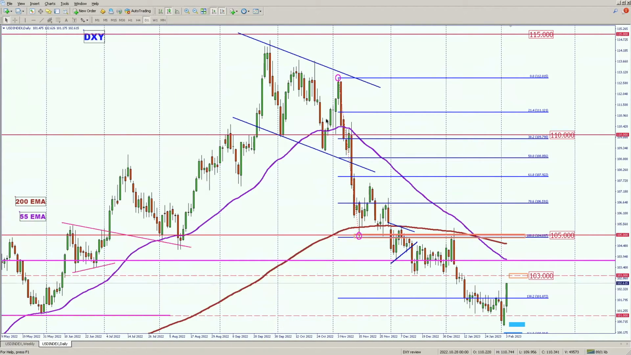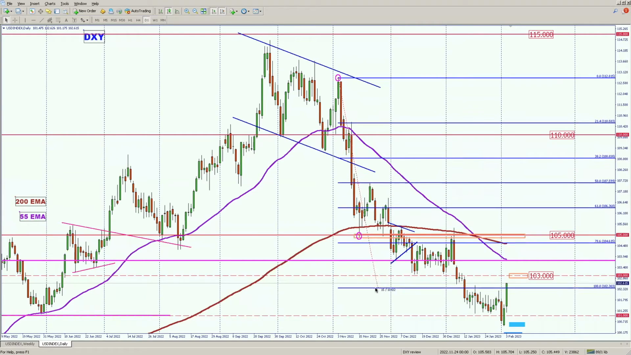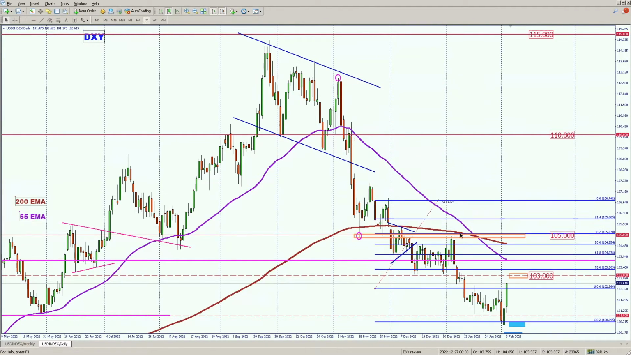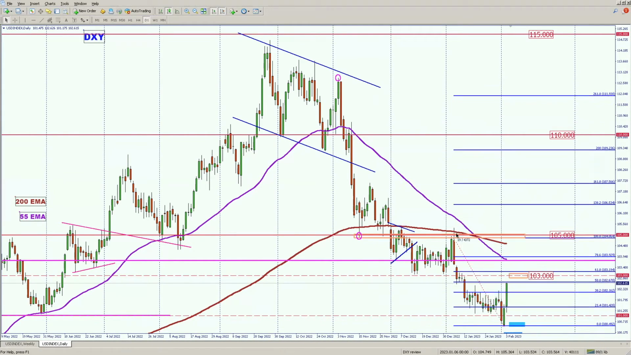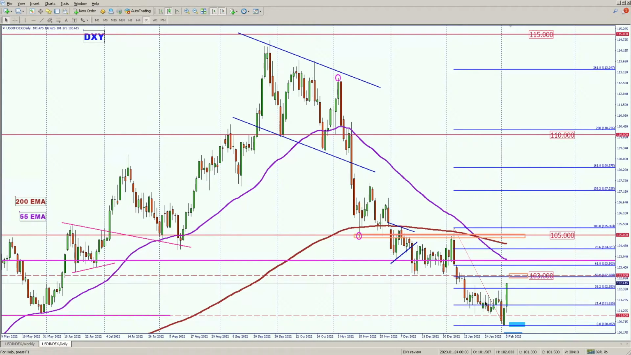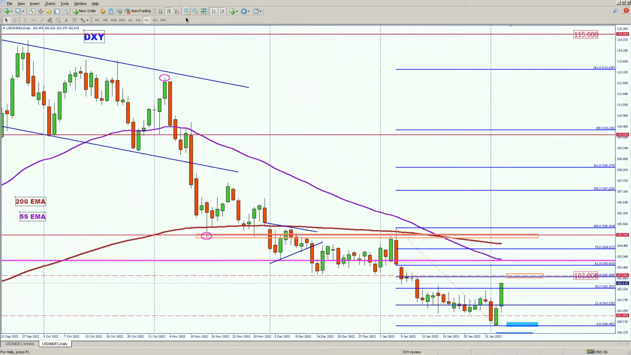Now we could also just update this fib to show the retracement from this recent move down. Okay, and that's trying to climb back up towards the 50 fib retracement, which aligns with the 103. So that's a good confluence area. And then if it does break through that, above that, that's the 62 fib retracement.